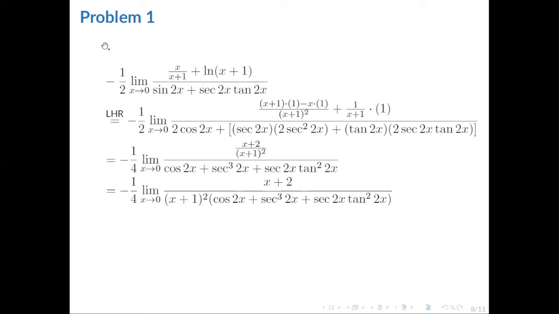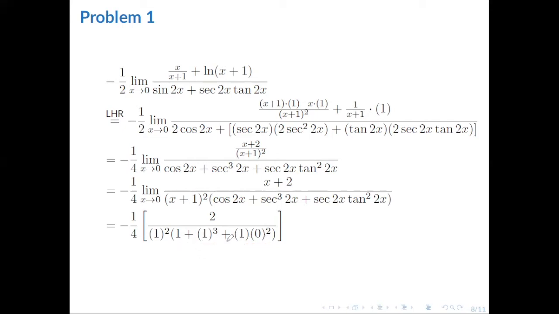Kapag binaba natin yan, pwede na nating i-substitute si 0 dun sa mga x. So, we get here 0 plus 2, which is 2. 0 plus 1 squared is 1 squared. Cosine 2x, cosine 0 is 1. Secant cube of 0 is 1. Then secant of 0 is 1. Then tangent squared of 0 is 0. So, this is 1, 1, and 0.